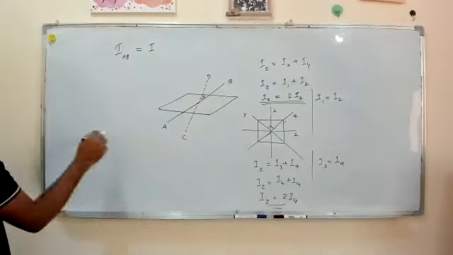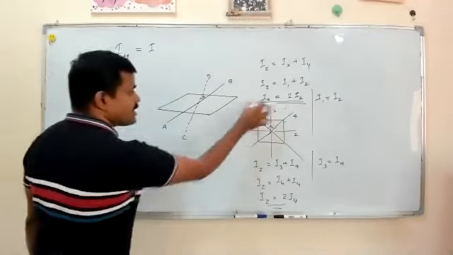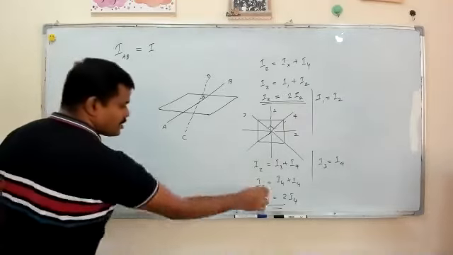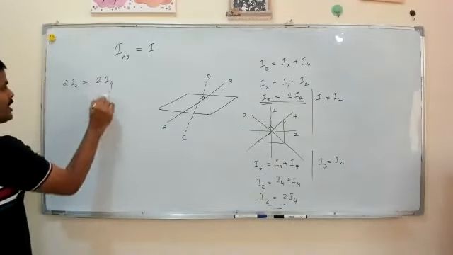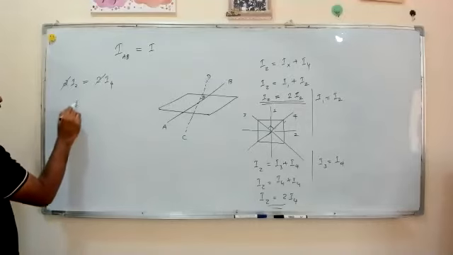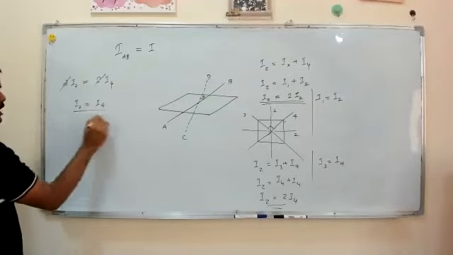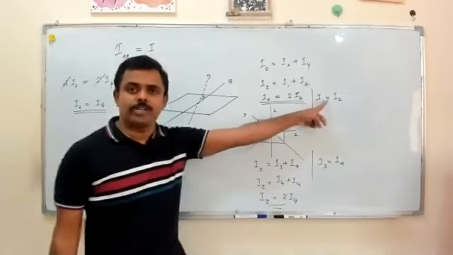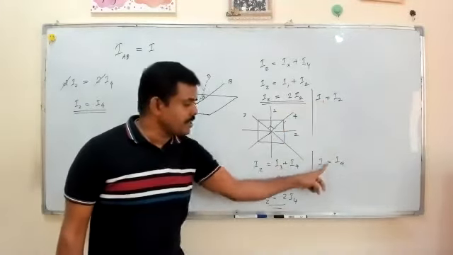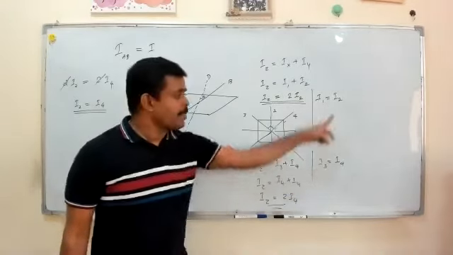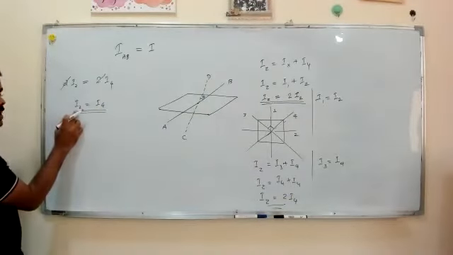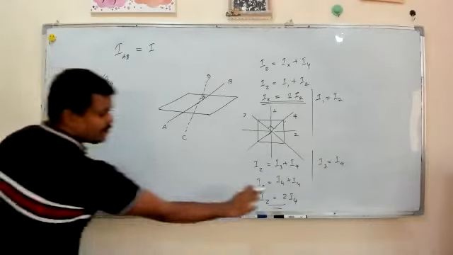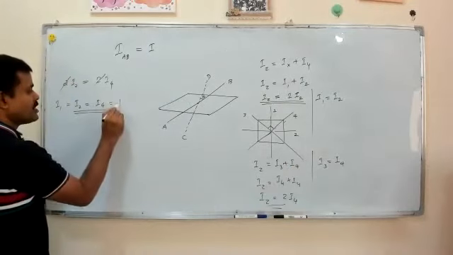So I can equate them. Both are Iz, so the right sides are equal. 2I2 is equal to 2I4. Cancelling the 2 on either side, I get I2 is equal to I4. But I2 is already equal to I1, and similarly I4 is already equal to I3. So I1 equals I2 equals I3 equals I4.